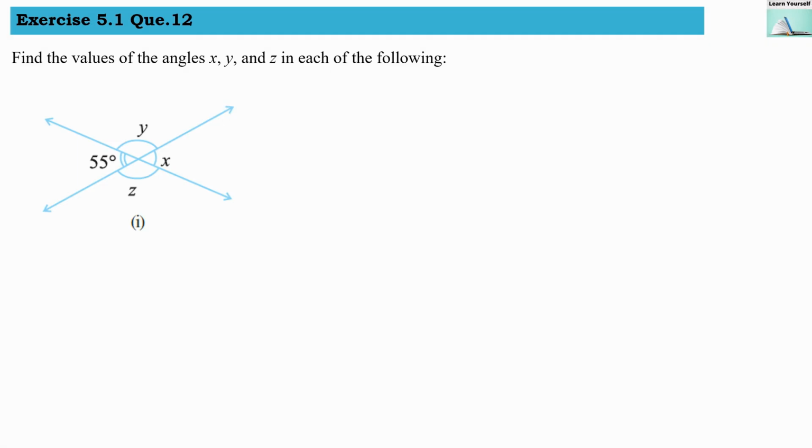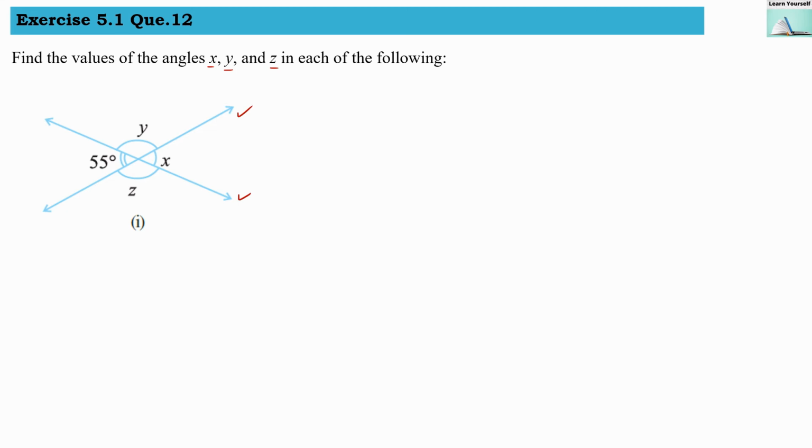Exercise 5.1, question number 12. Find the values of angle X, Y and Z in the following figure. Now this is the figure. In this there are two lines. They are straight lines intersecting with each other.